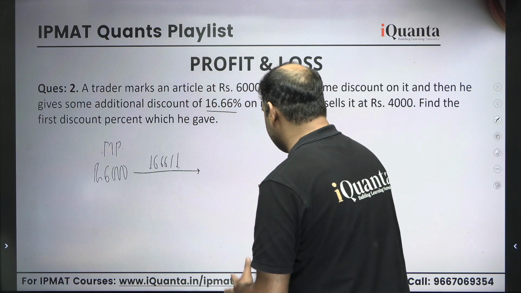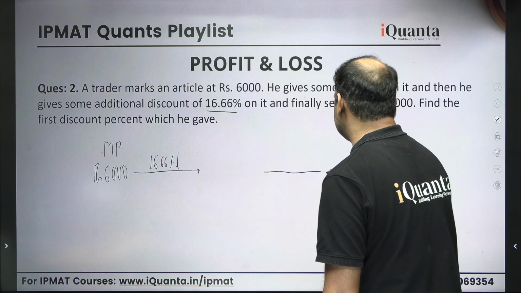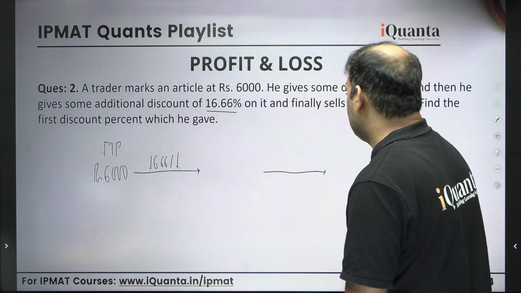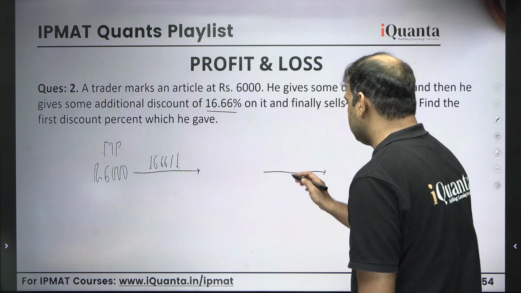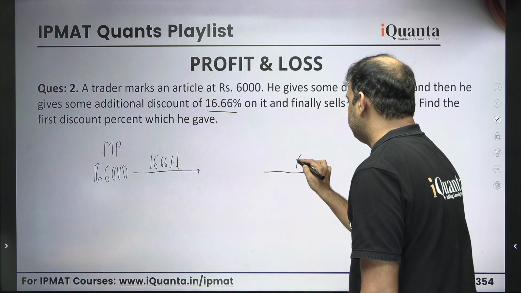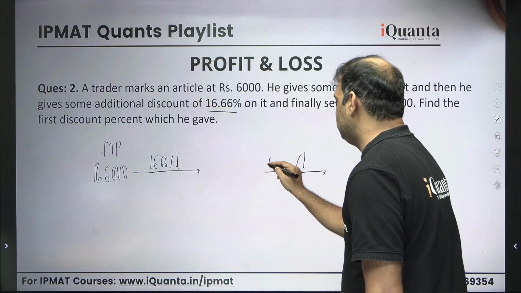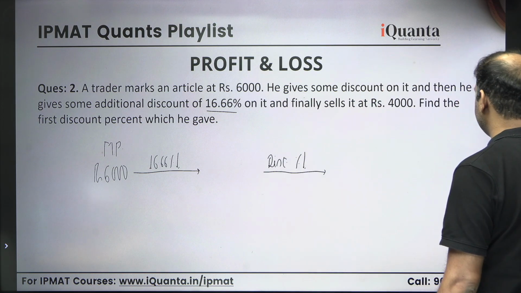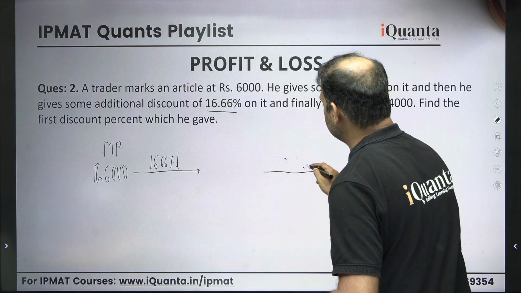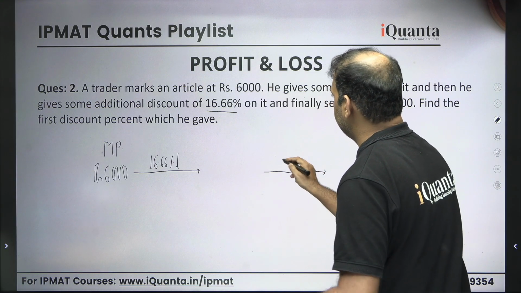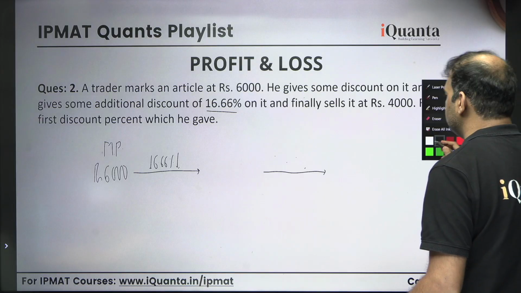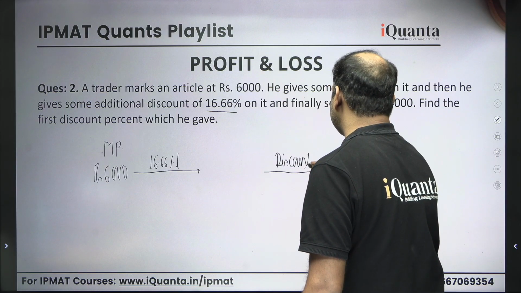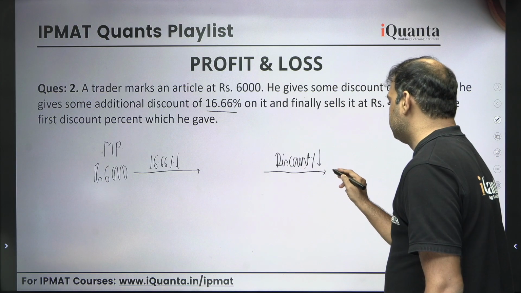So there should be some value obviously, and the first discount which you do not know, let us assume that this is the second discount which you do not know right now. Okay, the percent is decreased since it's a discount, and finally we get the final selling price. What is the final selling price, everybody? That's given to us as 4,000. Okay, so now we'll just use this point to solve the question.